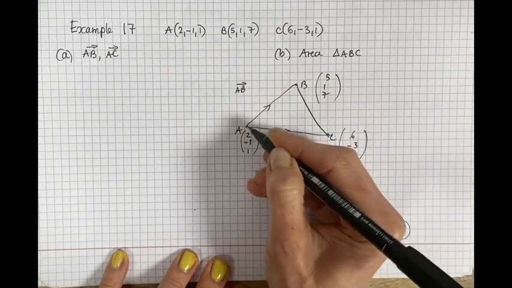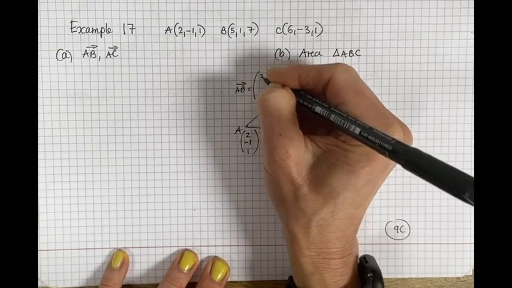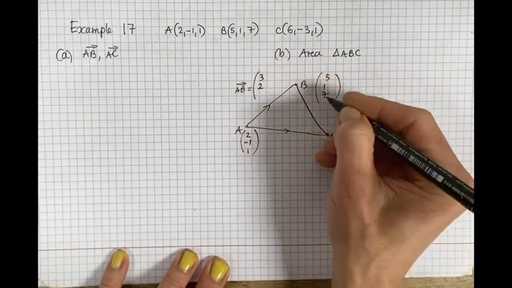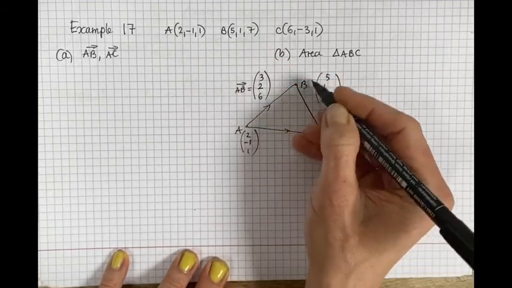is end minus beginning. So it's 5 minus 2. So it's 3, 1 take away negative 1. So they are 2 apart. 7 take away 1, 6. You must have taken a step of 6 to get to B.